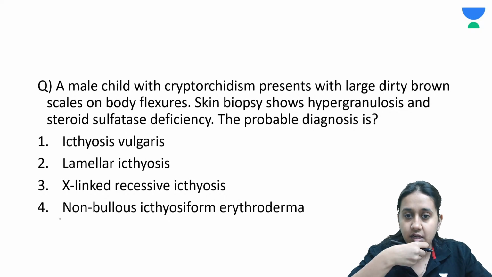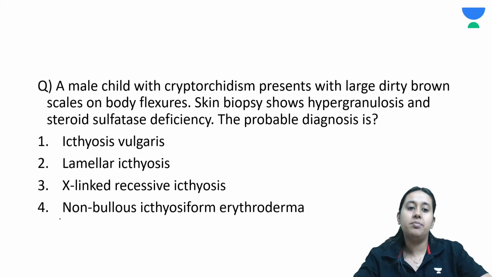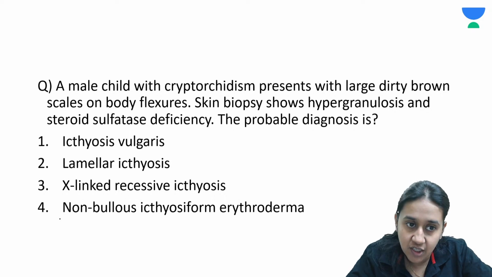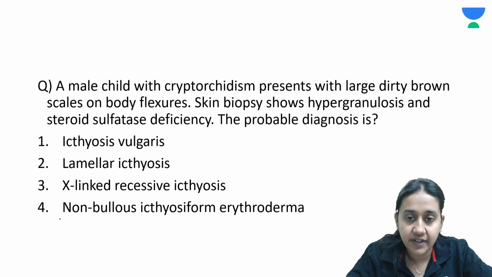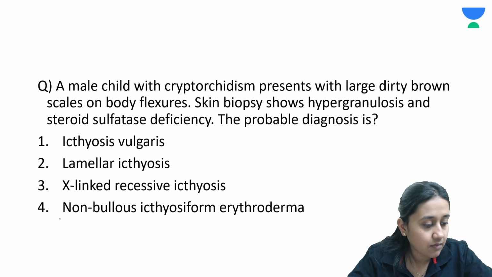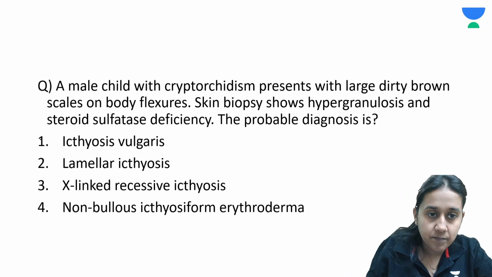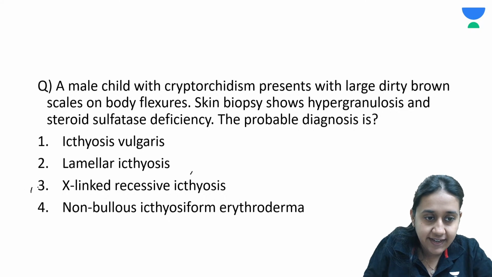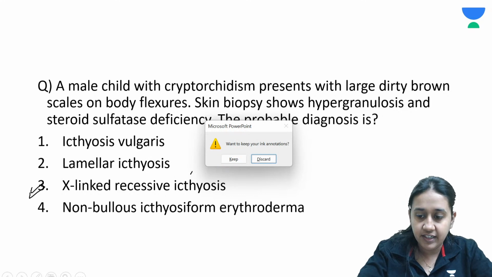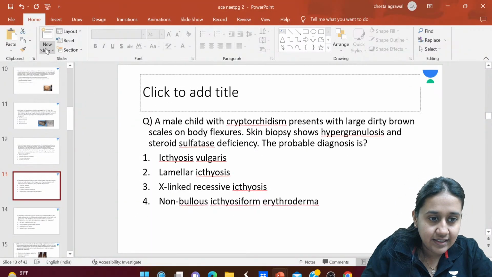A male with cryptorchidism, large dirty brown scales, skin biopsy shows hypergranulosis, steroid sulfatase deficiency. What is the probable diagnosis? Great. Now this is an example of X-linked ichthyosis. Let me discuss that a little bit in detail. What is X-linked ichthyosis?